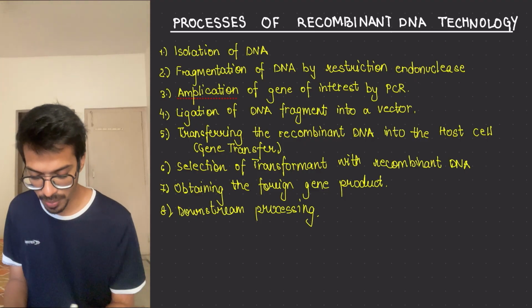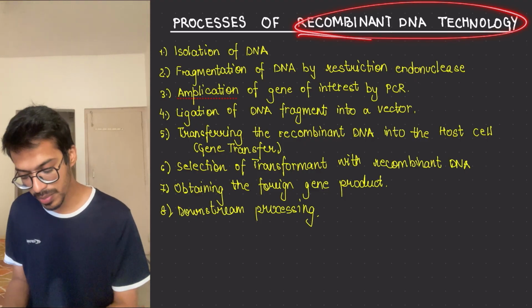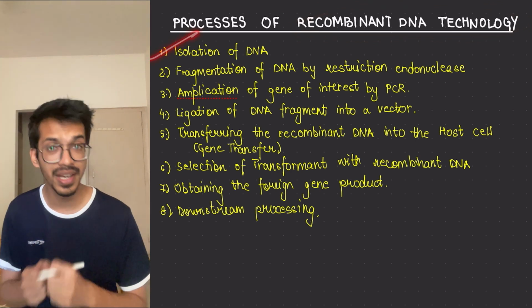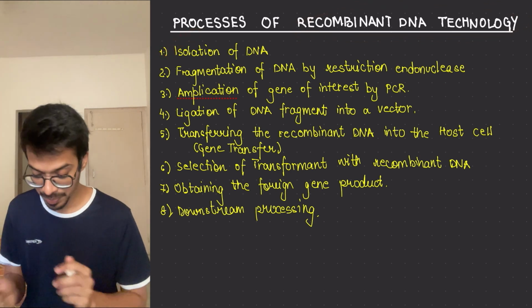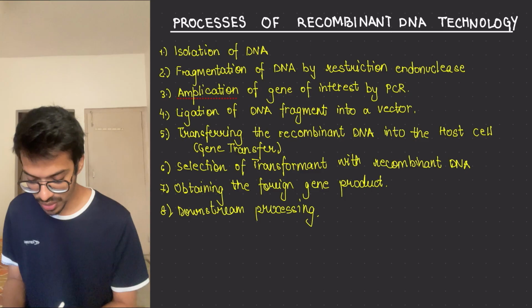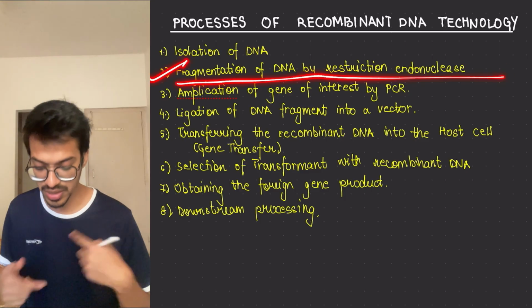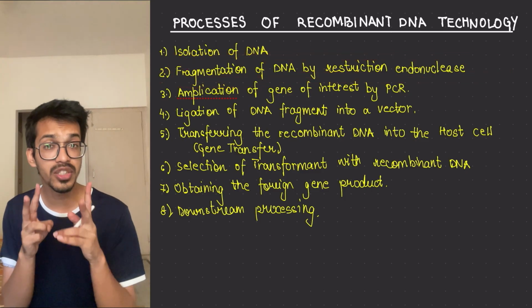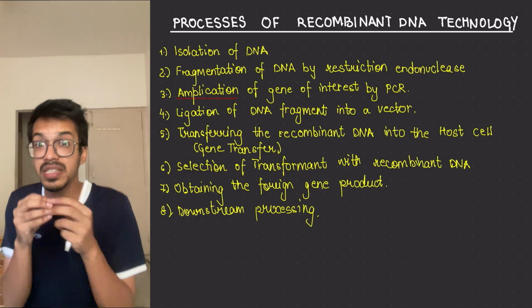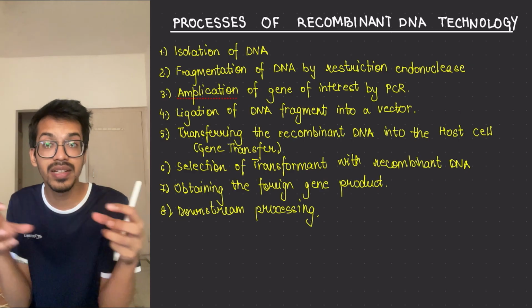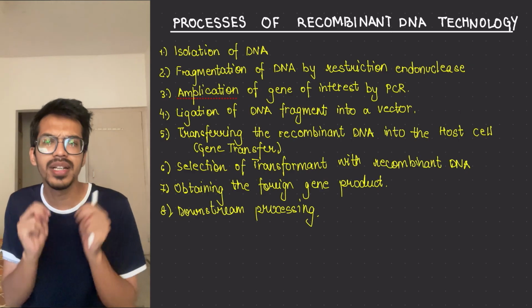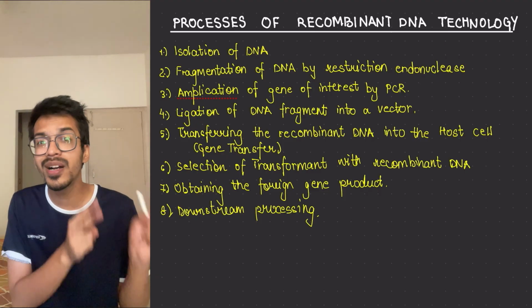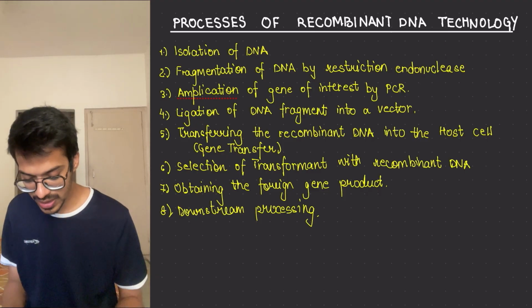The process of the recombinant DNA technology. First, we will be doing what? Isolation of DNA. We will take out the DNA. Once we get the DNA, we will do the fragmentation of the DNA with the restriction endonuclease, because we need to cut them up, because the gene of interest might be present somewhere in between, which we need to cut up, and simultaneously we have to cut the plasmid DNA also. So the second step is that.